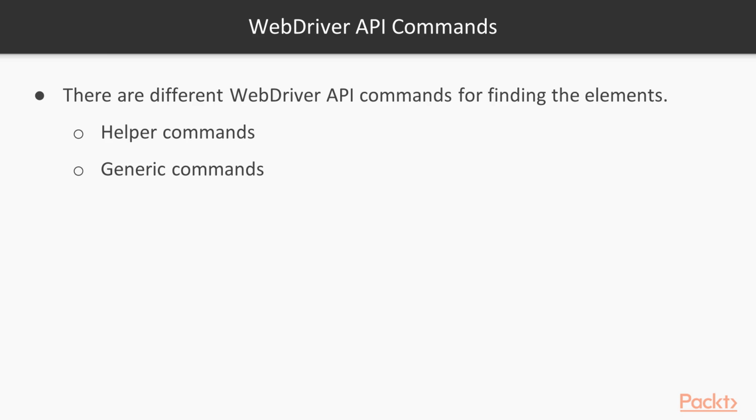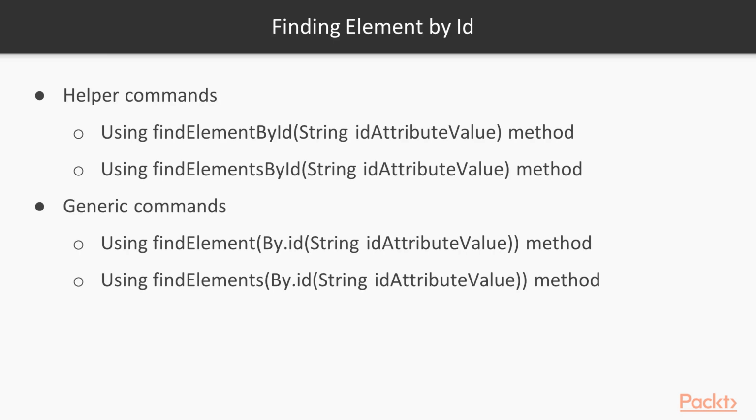The downside of the helper commands method is that if something changes, we need to change the entire method that we are using to find the element for test development. Such helper methods can increase maintenance costs. To reduce the maintenance costs, the other approach to find an element on the page is using generic commands to find elements. Let's look at finding elements by ID.